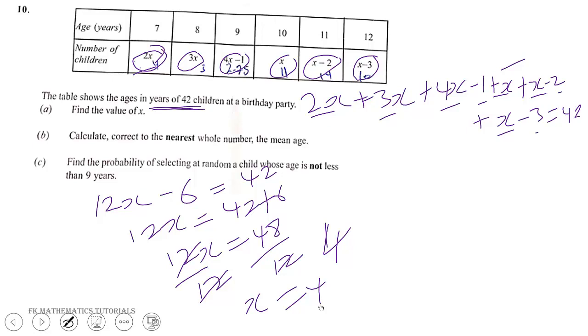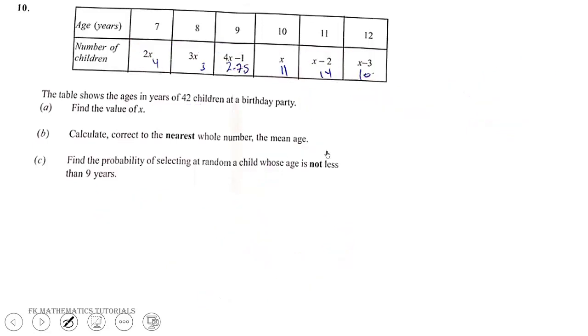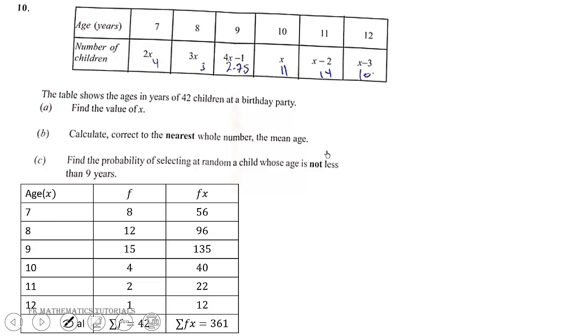Now that you get a value of x to be 4, you just have to substitute x equal 4 wherever you see x. So 2 times 4 will be 8. This will be 8. 3 times 4 is 12. This will be 15. Then this will be 4. This will be 2. This will be 1. So you can now construct your frequency table because we are asked to find the mean age. So the frequency table will look like this.